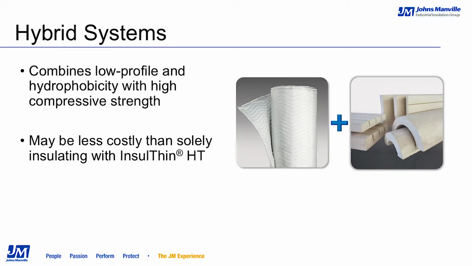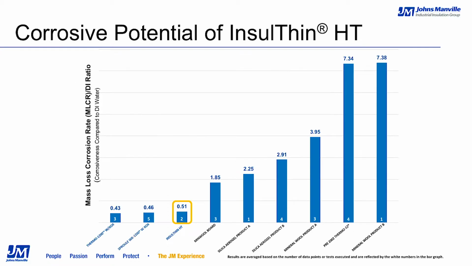So you get the compression strength and the XOX corrosion inhibitor of the CalCil, along with the benefits of the low K values of the Insulthin HT product. What this does is potentially may yield a system that is less costly than just using Insulthin HT alone, while giving a middle of the road thickness for your jacket. So areas where you need to maximize the outer diameter of your jacket, the hybrid system may be a good option for you.